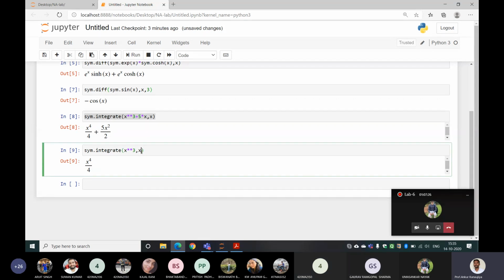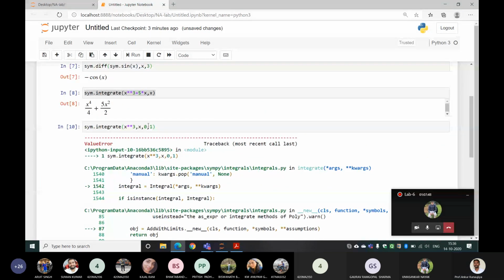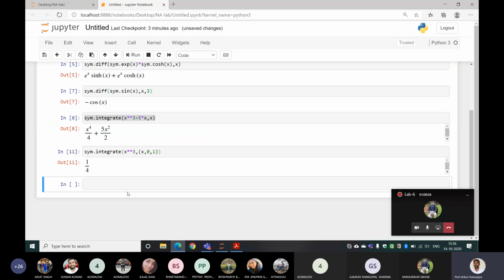So now I will define the limit. So I am writing first here 0, comma 1. Let me run first. If you run this, it will give error. It is saying that you have to write in this bracket: x, comma lower limit, comma upper limit. So I am putting the bracket like this. So this limit is done, and then I have to close the final bracket. And if I run, the answer will give 1 by 4.